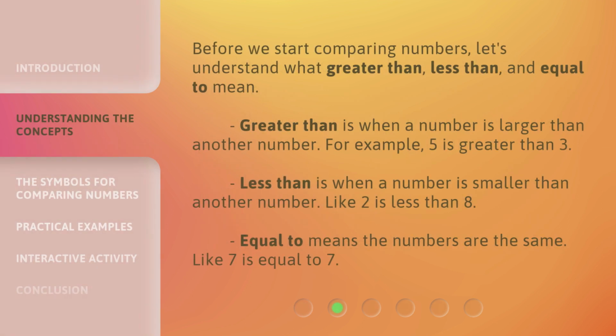Before we start comparing numbers, let's understand what greater than, less than, and equal to mean. Greater than is when a number is larger than another number. For example, 5 is greater than 3. Less than is when a number is smaller than another number. Like 2 is less than 8. Equal to means the numbers are the same. Like 7 is equal to 7.